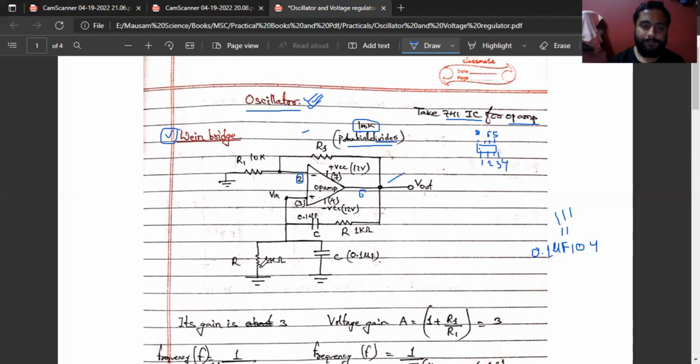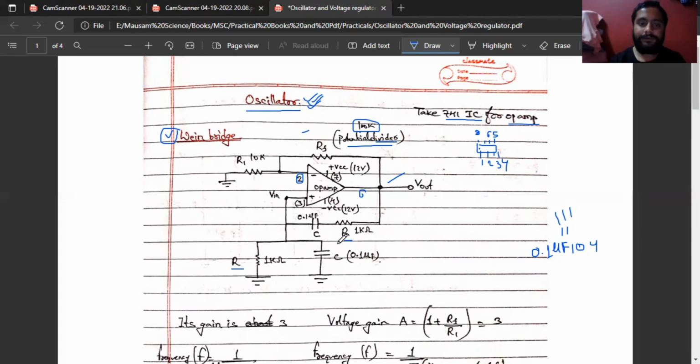On one side we can keep a 1 kilo ohm resistor and connect it to the ground. On the other side we connect a capacitor, the same capacitor, 0.1 microfarad, and connect it to the ground. Here I want to describe something. This is R and this is R, so the value of R should be the same, 1 kilo ohm, 1 kilo ohm, and the value of C should be the same, 0.1 microfarad, 0.1 microfarad.